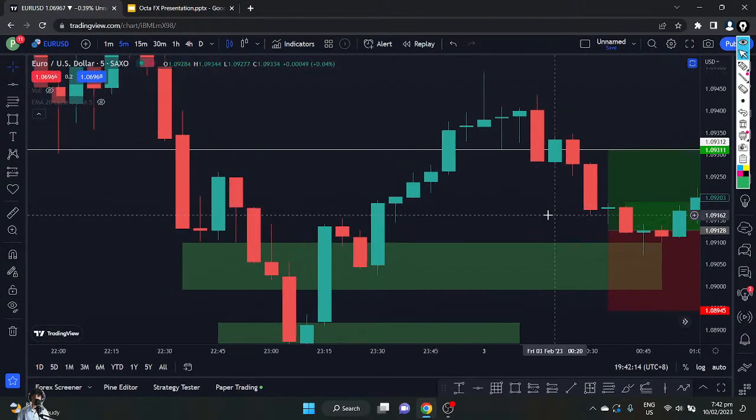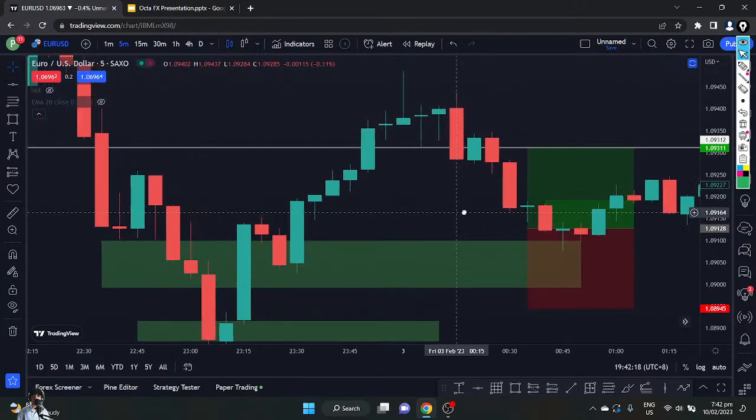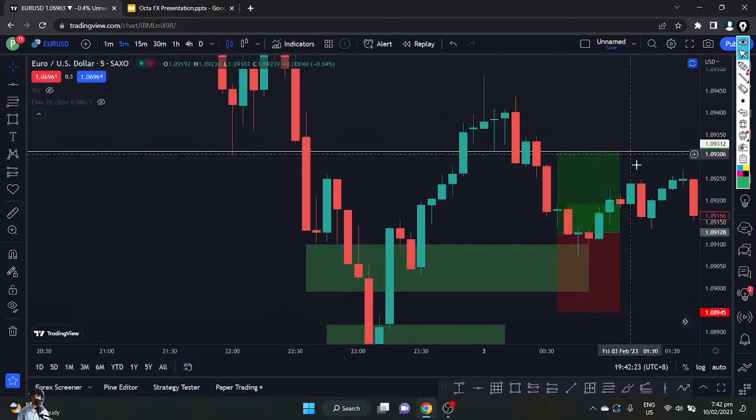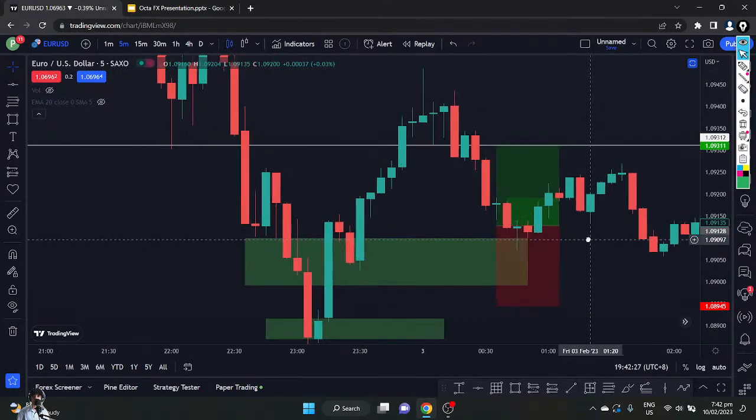So there, we can see the price is now starting to go up. So let's see if the price could reach this target that we put right here. So here, as you can see, the price started to move sideways.